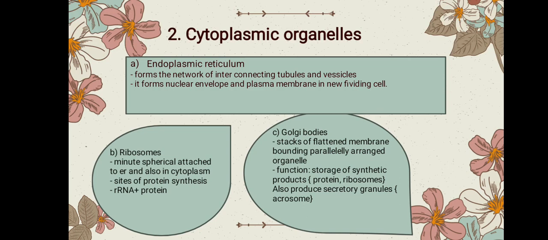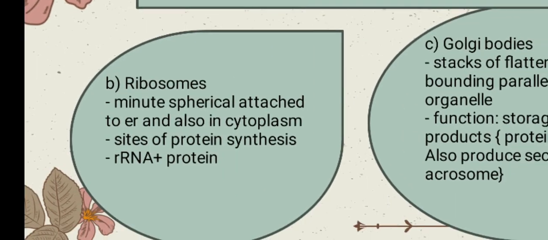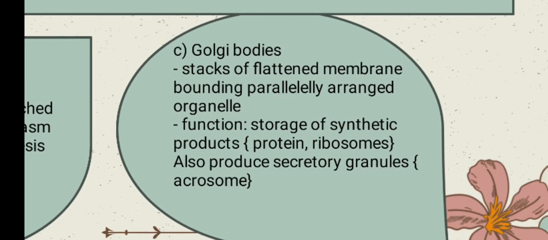Now the next one is the ribosome. So these are nothing but minute spherical structures which are attached to the ER, that is the endoplasmic reticulum. Also they are found scattered freely in the cytoplasm. So where do they originate? They originate in the nucleolus and consist namely of rRNA and protein. These are known as the sites of protein synthesis, right? They make the protein.